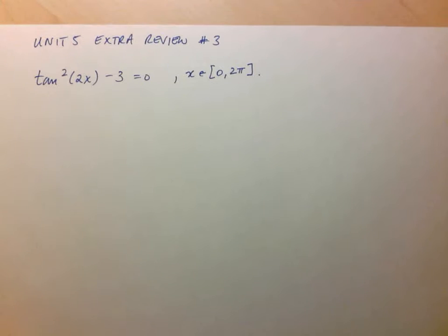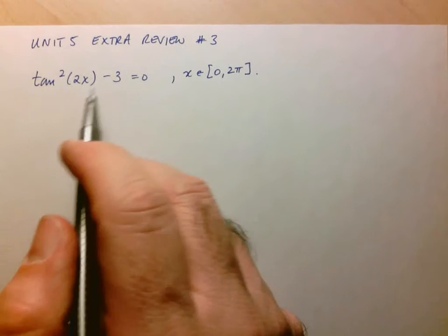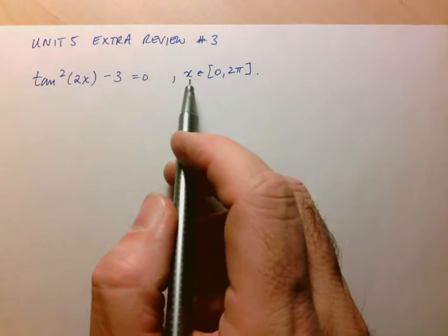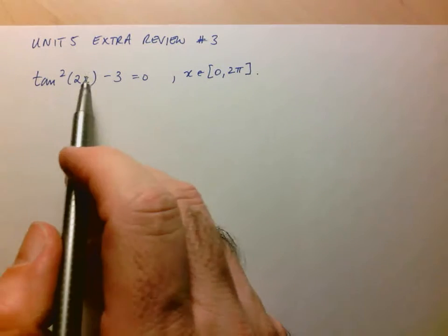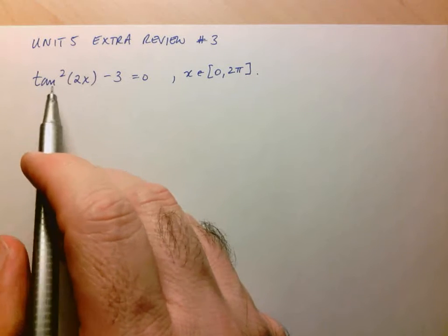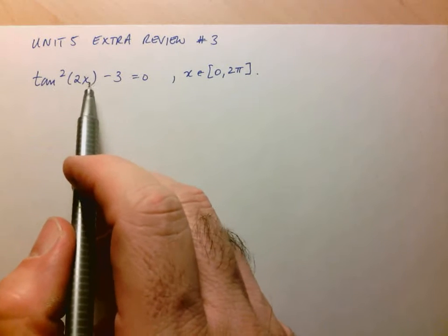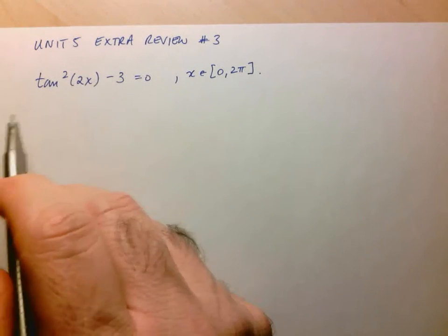Hi folks, this is a solution for number 3 for the Unit 5 extra review question. So we're given this equation here and they want us to solve this for x in 0 to 2 pi. Okay, so I notice here that I've got a quadratic trigonometric equation, except there's no middle term, like there's no tan 2x term. So I can actually just solve for tan x directly.